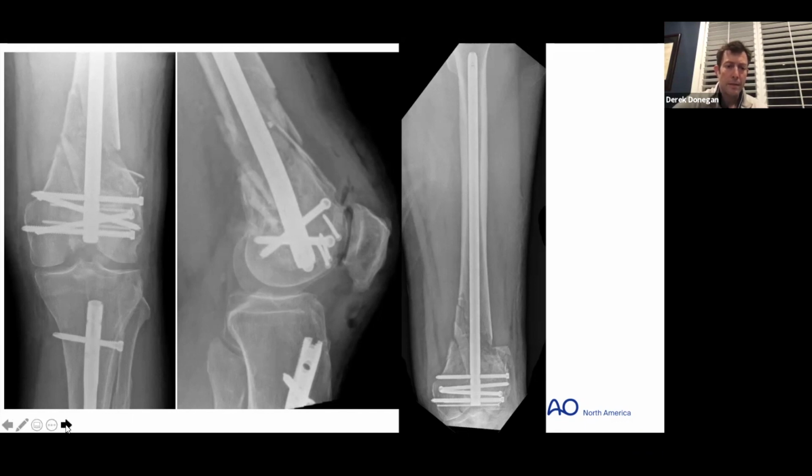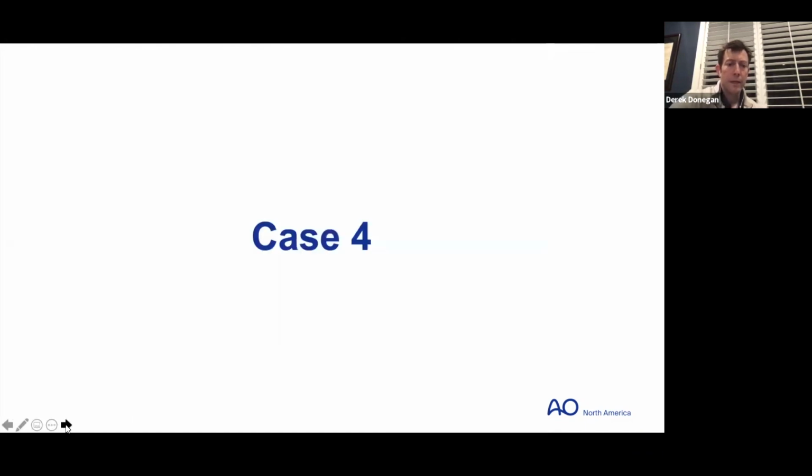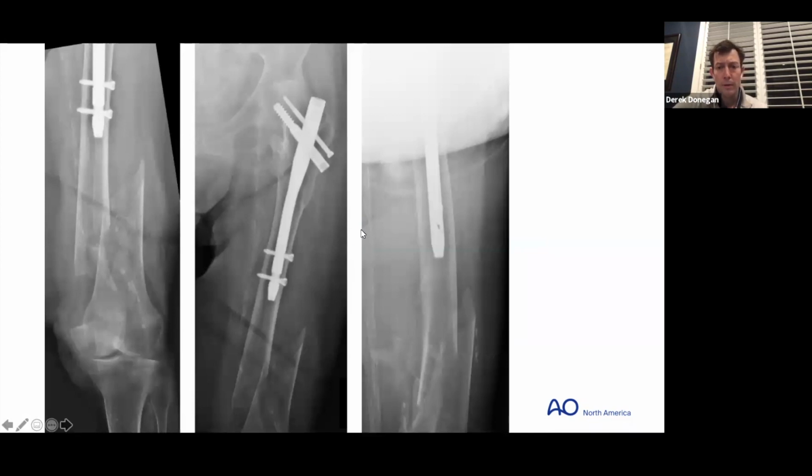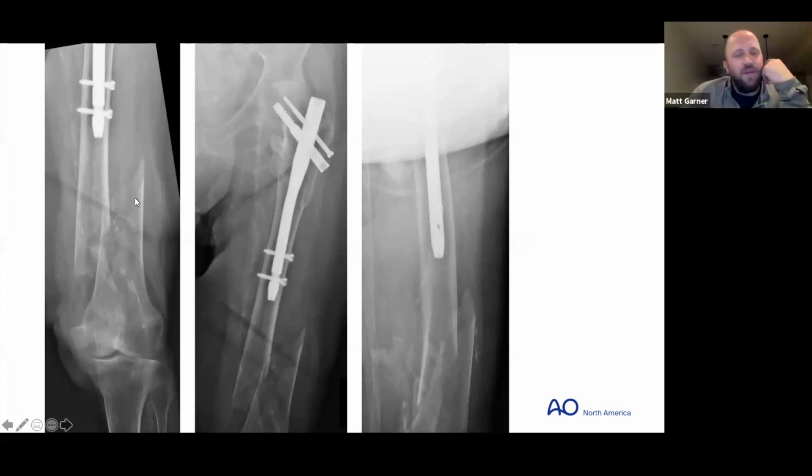All right, for time's sake, let's move on to case 4. So this is another gentleman, Brian, mid 80s, fall, and so comes with these injuries. So Matt or John, what are your thoughts about this? Matt, we'll start with you. What are you thinking? Is there an articular injury of the distal block?